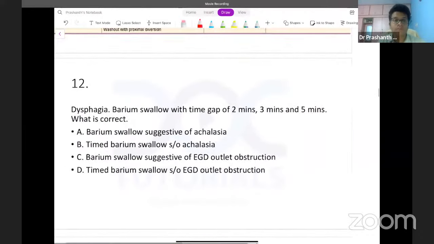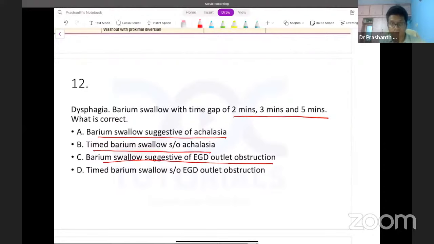And then there was this question: a patient presents with dysphagia, barium swallow was showing different time gaps at 2 minutes, 3 minutes, and 5 minutes. And which among the following was correct? The options were: barium swallow suggestive of achalasia, timed barium swallow suggestive of achalasia, barium swallow suggestive of EGJ outlet obstruction, or timed barium swallow suggestive of EGJ outlet obstruction. Probably B was the option because the first thing is it is a timed barium swallow.